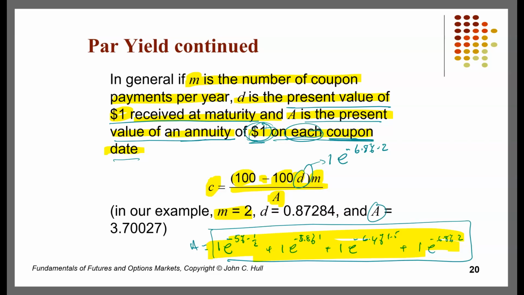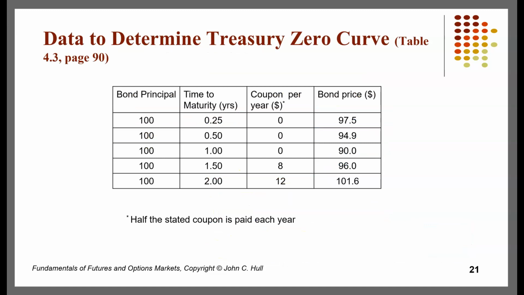And so that's what we're going to do next. We're going to be finding the zero curve, or building the zero curve. And we're going to use this information that we have here. The information that we have in front of us here is current bond prices.